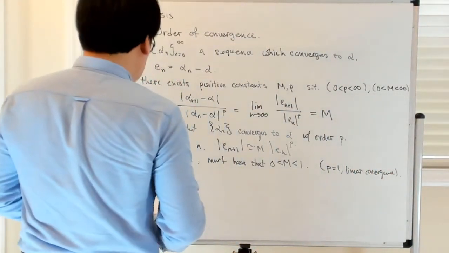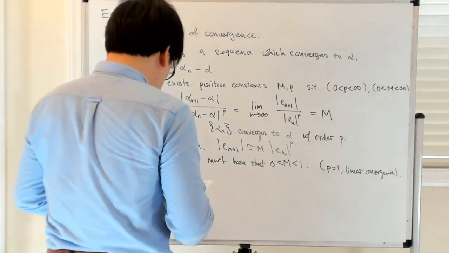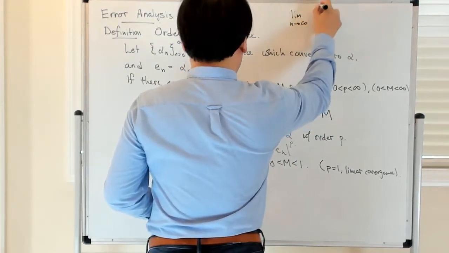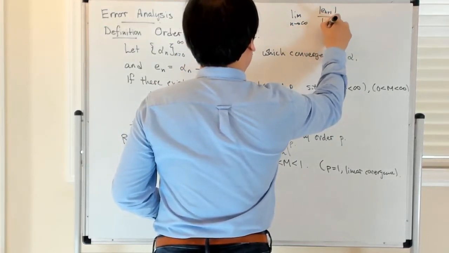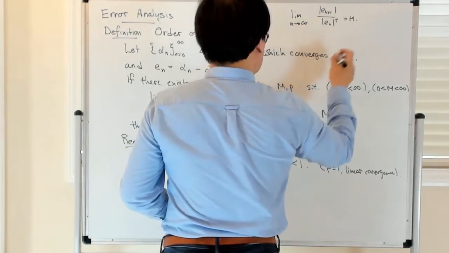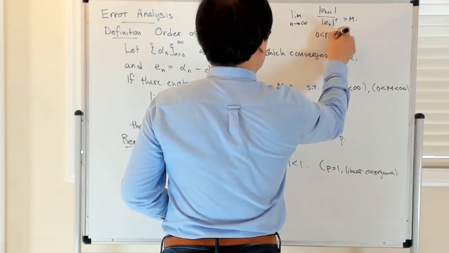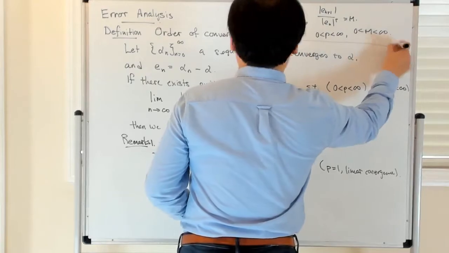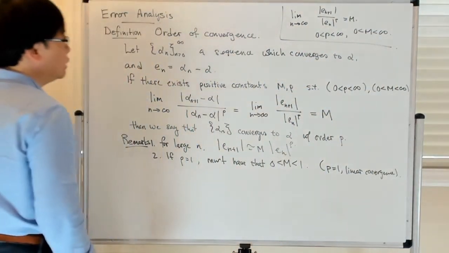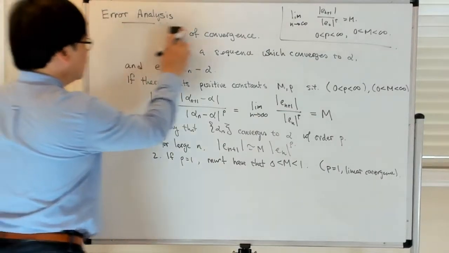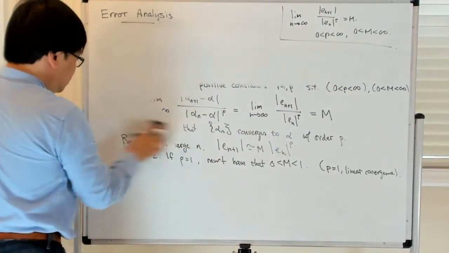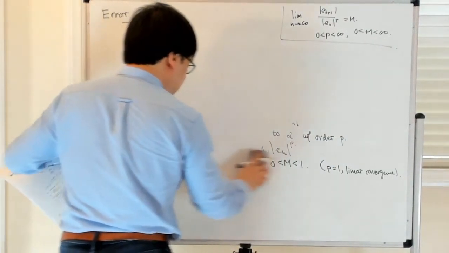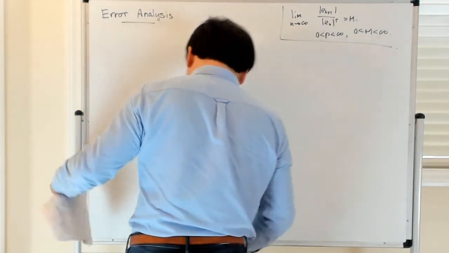Okay. All right. So again, we want the limit as n goes to infinity of e n plus 1 over e n to the p power to be m, right? And then p is between 0 and infinity, and m is between 0 and infinity. All right, so that's the essential point there. And so let's apply this to the bisection method and the Newton method. Okay?